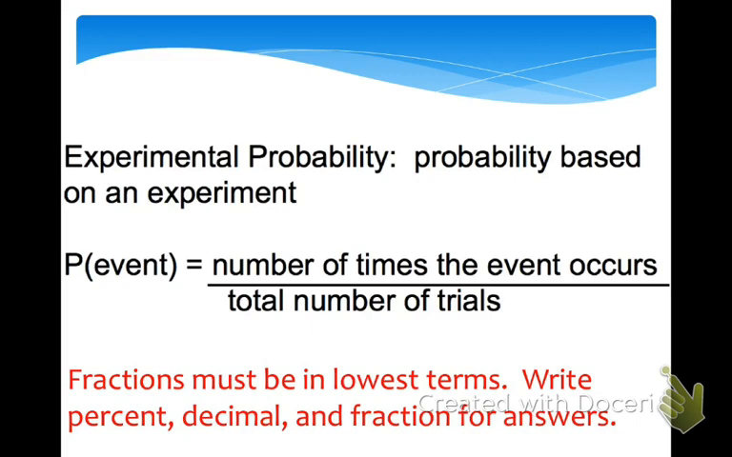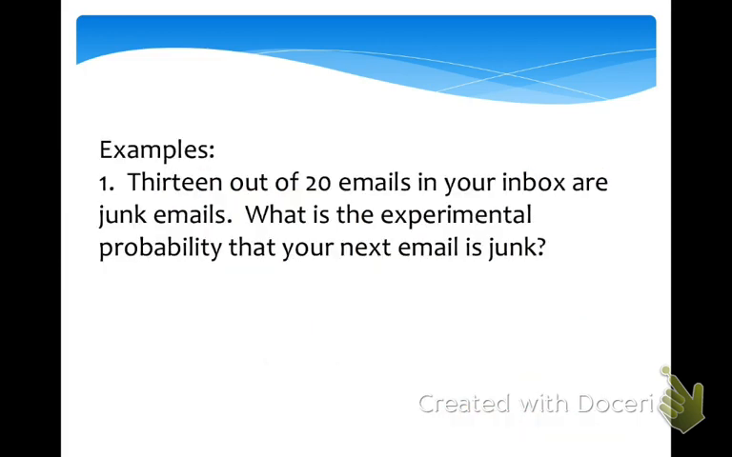So again, the notation is very similar. We do have the capital P with the event in parentheses, and then we have the total number of times the event occurs, the favorable event we wanted, divided by the total number of trials. Okay? Again, fractions, you must write them in simplest terms, write a decimal and a percentage. So let's try this one.